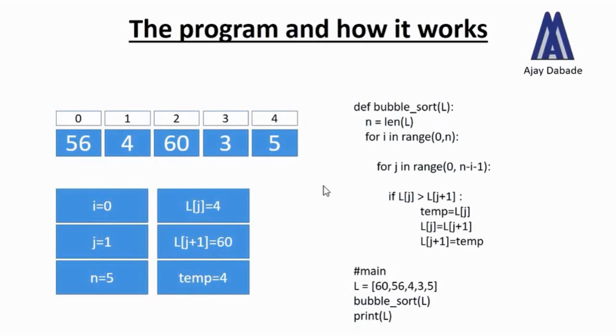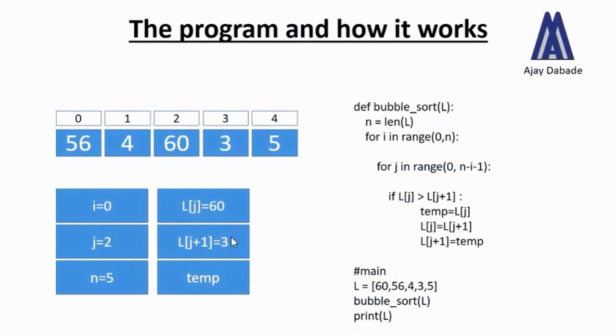Now you can see how the numbers will get changed. So there it is. We have swapped the numbers now. So 4 and 60 have got swapped. You can see L of j has now become 4, L of j plus 1 is 60, and the value of j is 1. You can trace it on paper and check whether it is working fine or not.